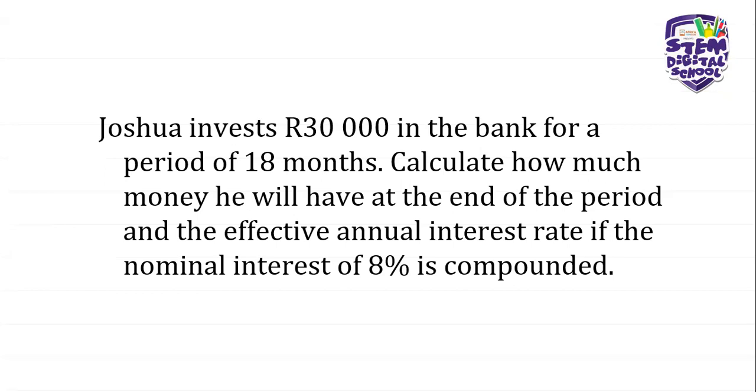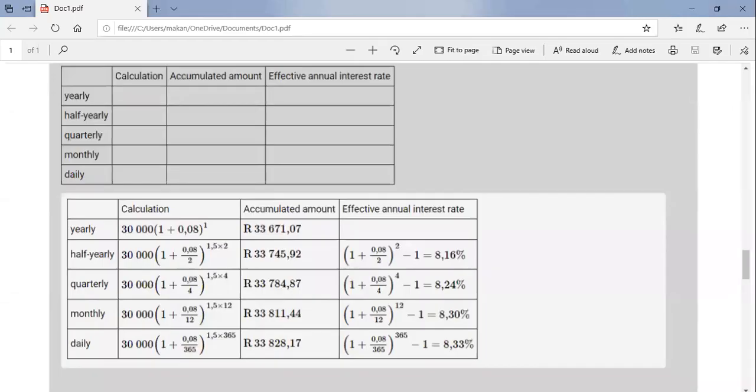You need to be able to calculate that investment, together with the effective annual interest rate, especially if the nominal interest rate is given. So in this case, if you are told that the nominal interest rate is 8%, for instance, which is compounded, again, you need to remember that compound interest works faster than simple interest. So in this case, you can look at the different options that are there, whether you are calculating on a yearly basis or half yearly or even quarterly.